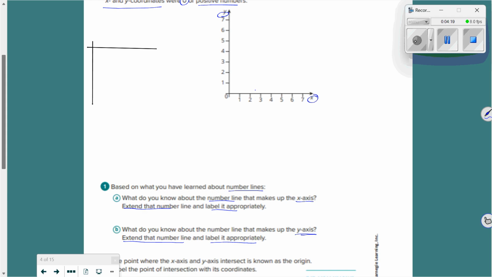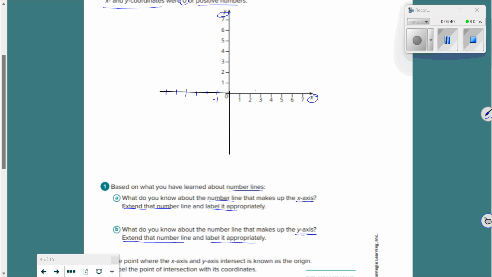So, guys, what you should have done, you should have taken your x-axis, extended it to the left. You should have taken your y-axis, extended it down. And after you did that, you're now going to continue your intervals. So you should have had about the same intervals that you started with. And you start labeling it.